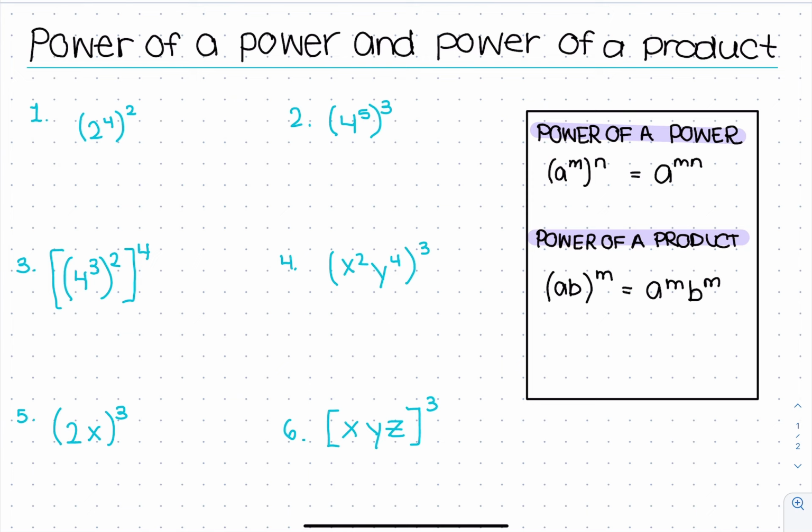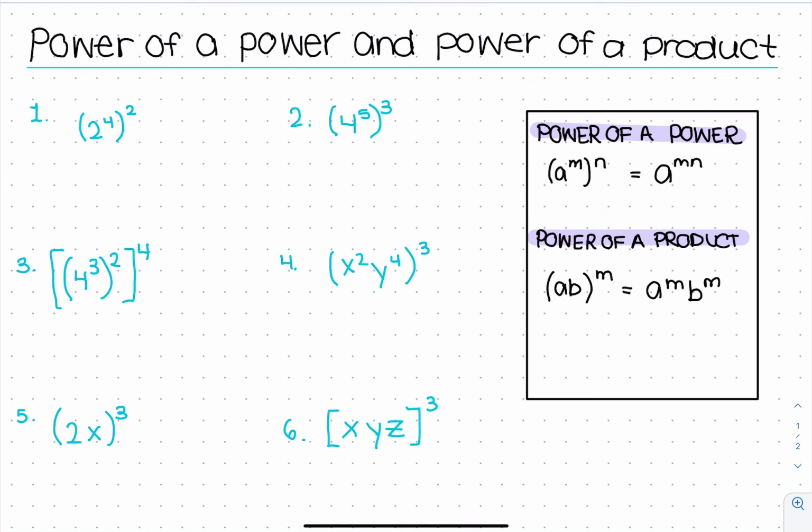And so if we take a look at what they are, the power of a power rule is when we have something to the power of a number, and then that number is to a power of another number. And in a case like this, what we do is we have our base, which is represented by the a, and then we have m times n. So this is telling us when a power is brought to a power, these get multiplied.